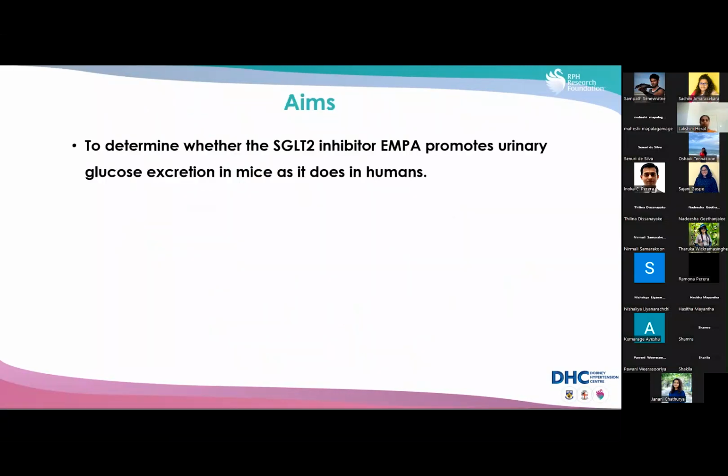So looking into the specific aims of our study, firstly, we wanted to determine whether the SGLT2 inhibitor promotes urinary glucose excretion in mice as it does in humans. So the way these drugs work is it basically blocks the SGLT2 protein in the kidney, thereby excreting glucose via urine in humans. So prior to looking at the effect of the drug in our particular diabetic retinopathy mouse model, we wanted to establish that our drug actually does work in mice as it does in humans.